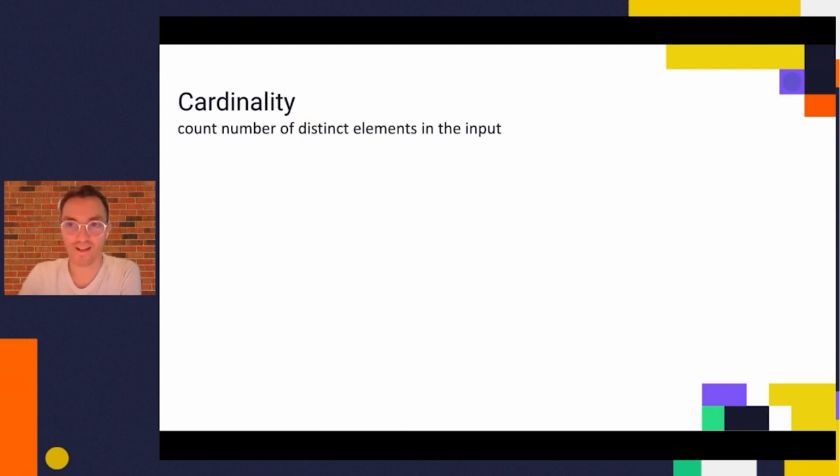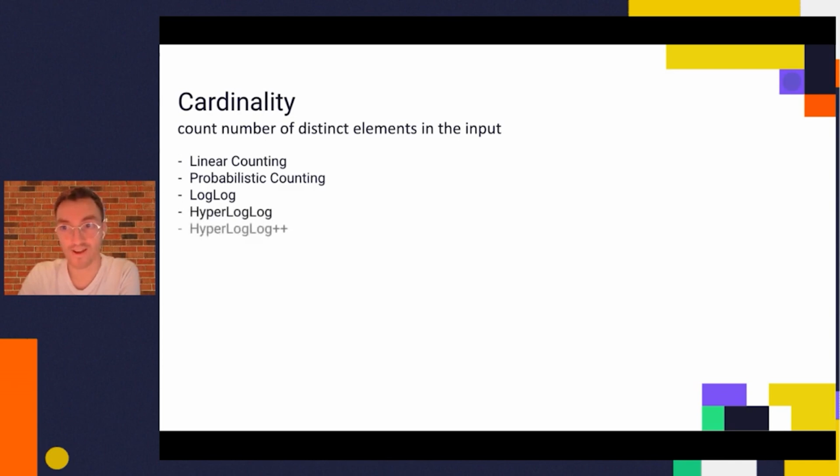And let's go through cardinality. So counting the number of distinct elements in the input. It's quite a useful feature which could save us a lot of time. For sure, you could switch your distinct to something else. So what are the data structures which support cardinality? You have linear counting, probabilistic counting, LogLog, HyperLogLog, and HyperLogLog++.